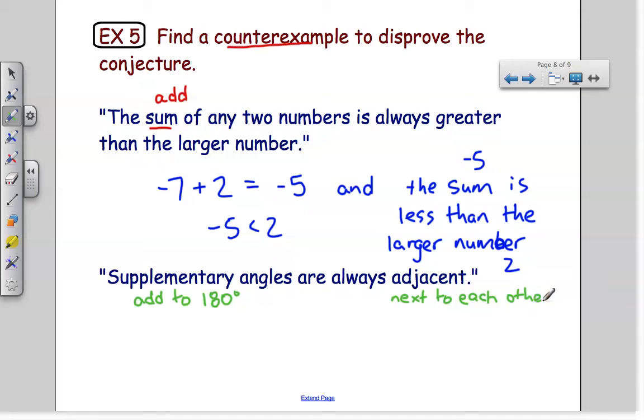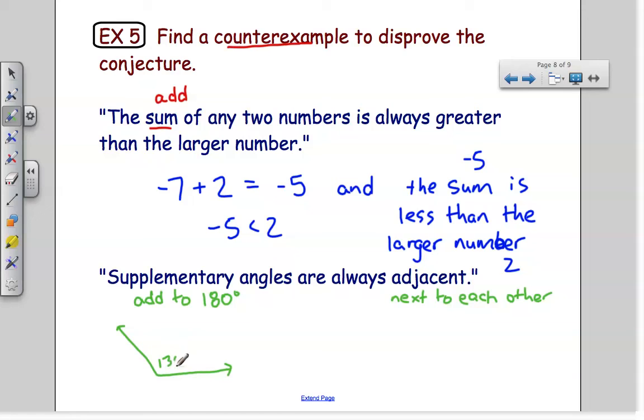But if you remember, supplementary angles do not have to be adjacent. They do not have to be next to each other. All they have to do is add to 180. All I have to do is draw one counterexample to disprove it, or I guess you could write it out and you can say two angles that are not next to each other, that are not adjacent, that add to 180 would be supplementary but not adjacent. I'm going to draw a picture because I feel like that's easier. As long as they add to 180, I'm good to go.